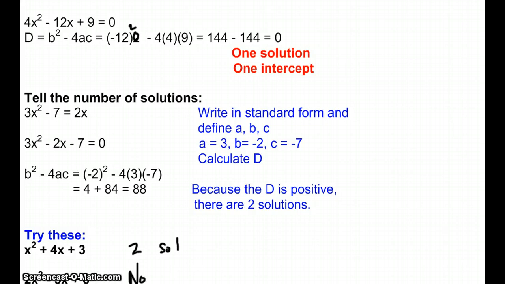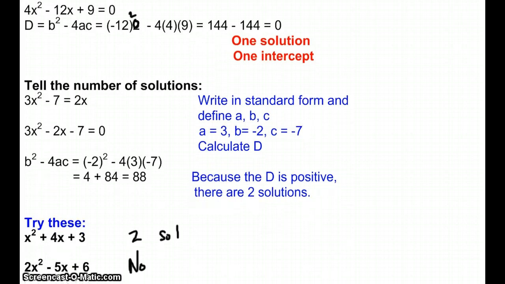So let's look at the next couple. Okay, 3x squared minus 7 equals 2x. To do the discriminant, you have to write this in standard form and define a, b, and c. In this case, a is 3, b is negative 2, and c is negative 7. So then you can go ahead and calculate d. The discriminant is negative 2 squared minus 4 times 3 times negative 7, which equals 4 plus 84 equals 88. Because the d is positive, there are two solutions.